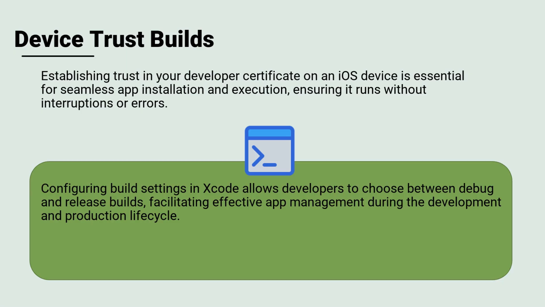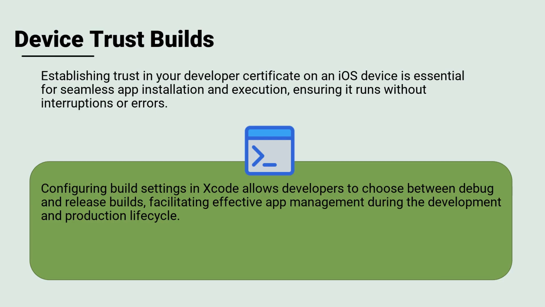Select it, then tap Trust Your Developer Name. This step is crucial because it establishes the trustworthiness of your app, allowing it to run smoothly on your device without any hiccups. All right, with everything properly set up, you're ready to run your app.